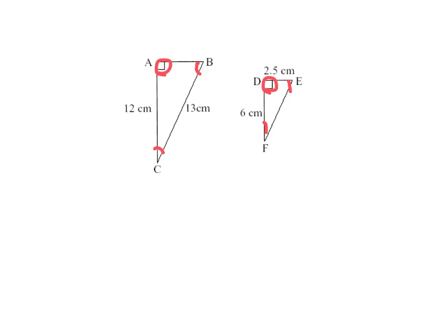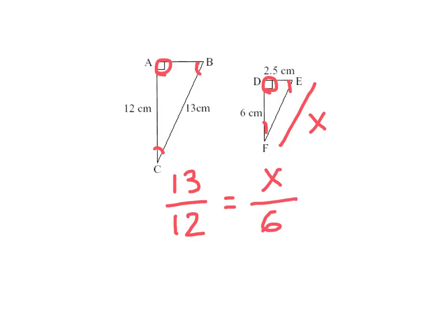All right, so again, I can use a proportion to set this up. I want to find side EF, so I'll call that X. Okay, so I can say that the ratio of 13 over 12 on the large triangle should be the same as x over 6 on the small triangle. So I can see that the smaller triangle is half the size.